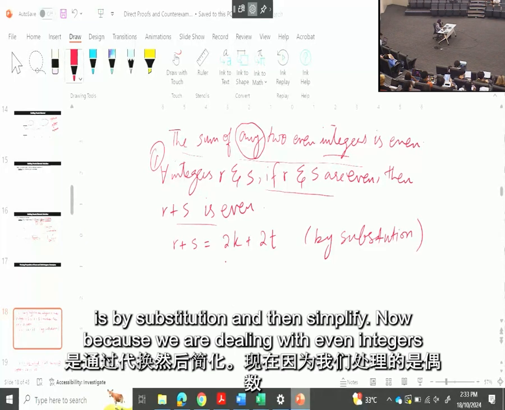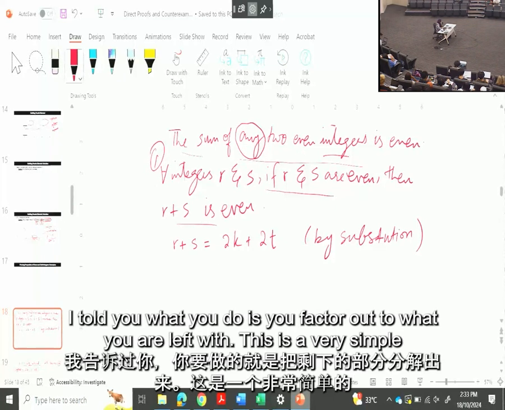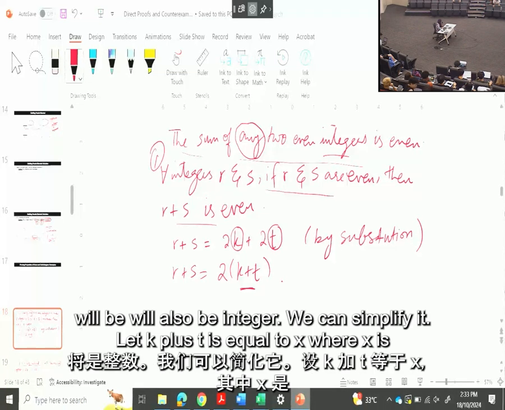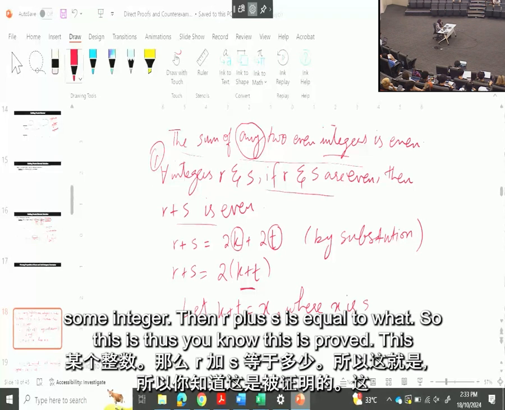And then simplify. Because we are dealing with even integers, what you do is factor out 2. What you are left with is a very simple example. We know this is an integer, we know this is an integer, so the sum of these will also be an integer. We can simplify it: let k plus t equal x, where x is some integer.